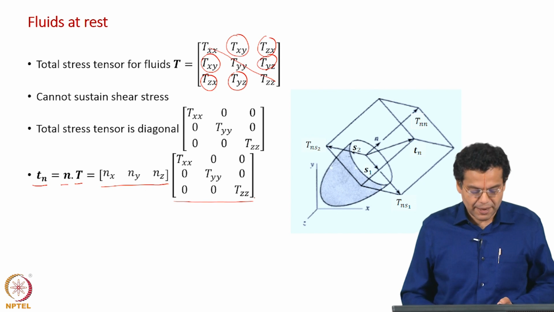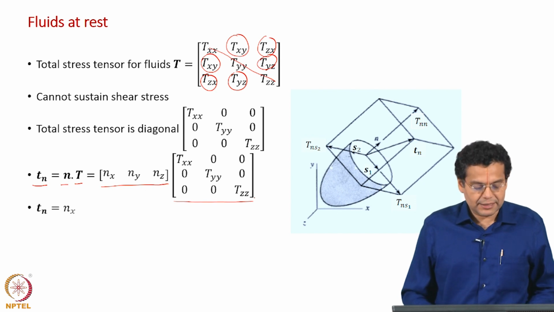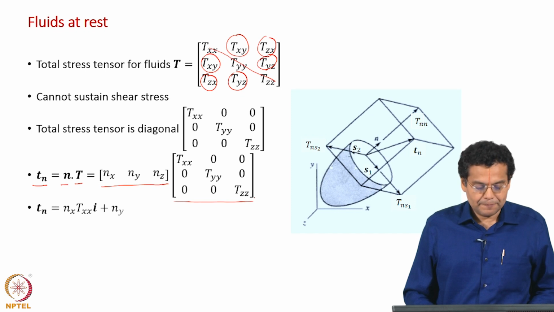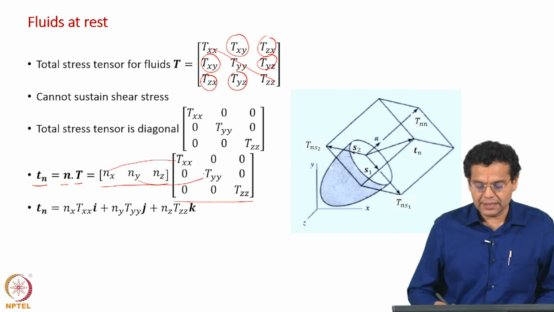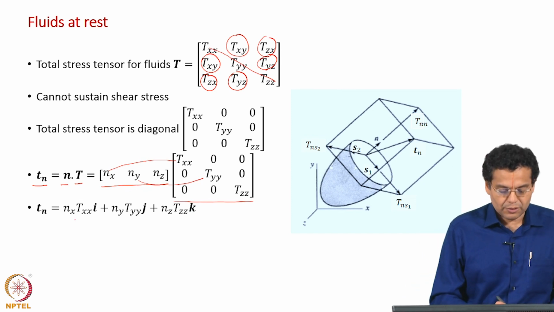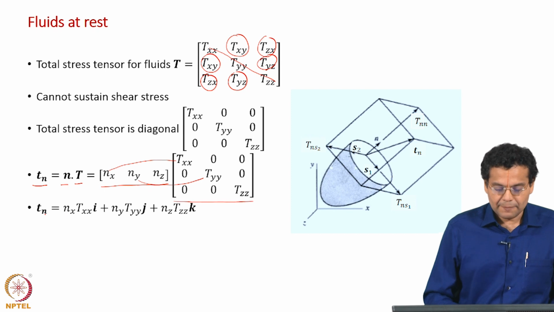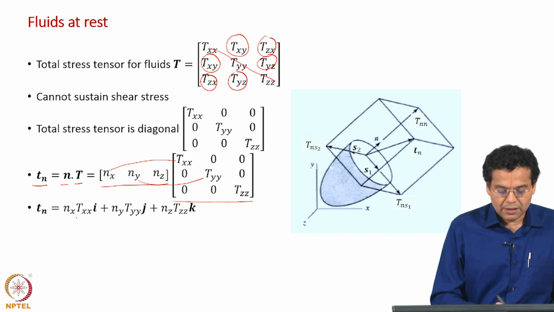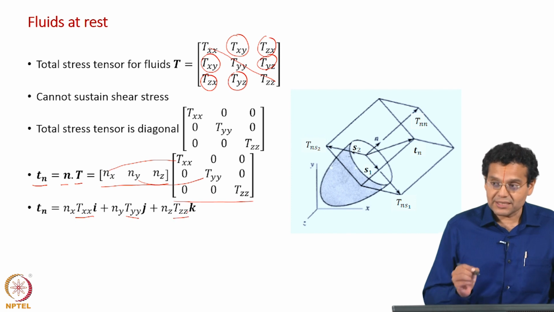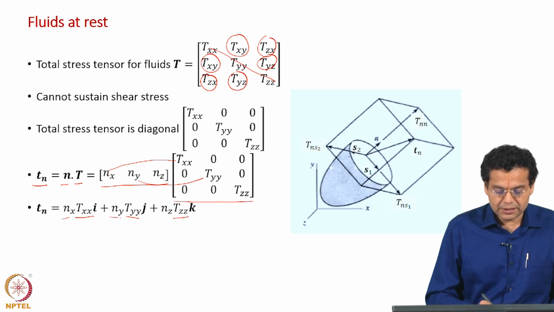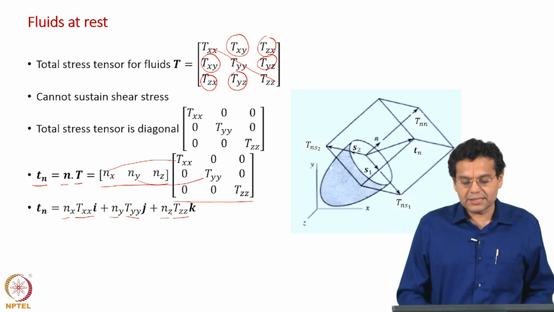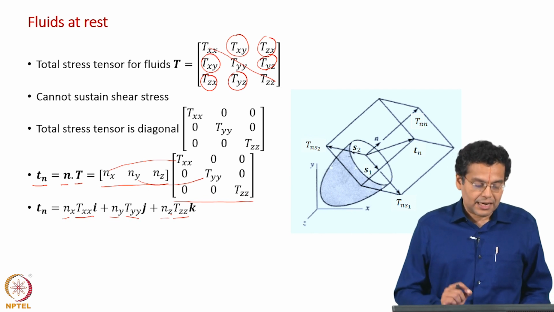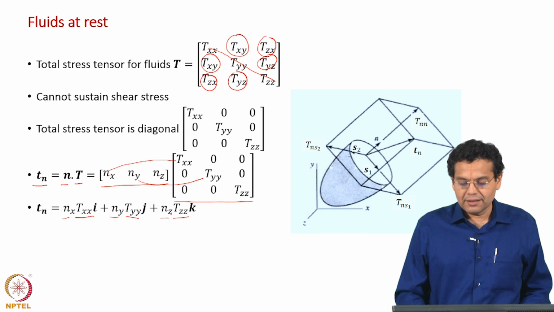So, simple matrix multiplication will give us the stress vector, just nx into txx, ny into tyy, similarly nz into tzz. So, the stress vector has been expressed in terms of the components of the total stress tensor and the components of the unit normal vector. So, we have got an expression for the total stress vector in one way. We will now write another expression for the total stress vector in another way.